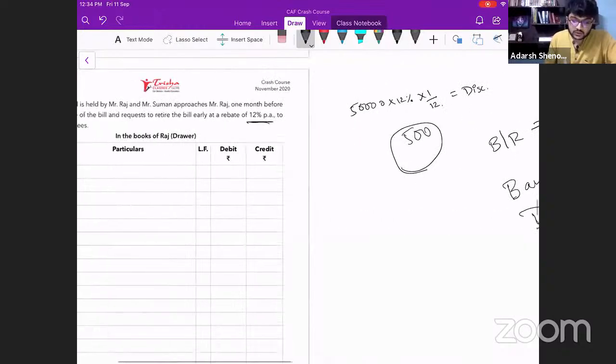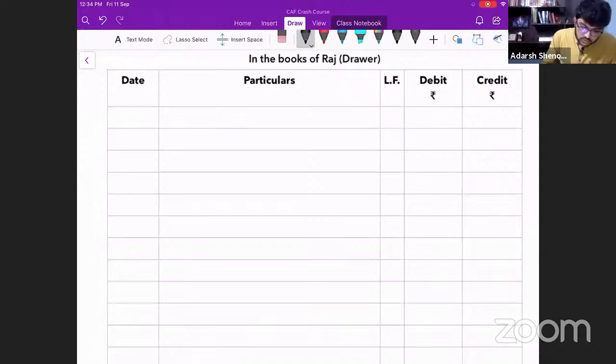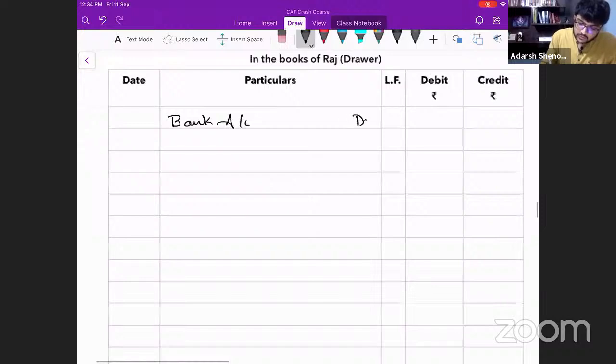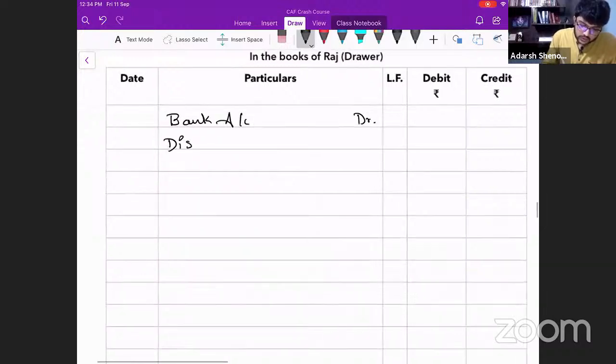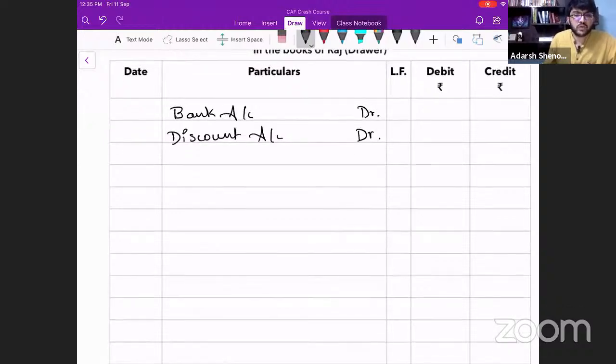So the journal entry is, in the books of drawer, bank account debit, discount account debit. You can write anything, no problem. If you write discount, it is better because it is discount being given over here. So discount is better, discount account debit. Even if you write rebate, it is not wrong. To bills receivable account.